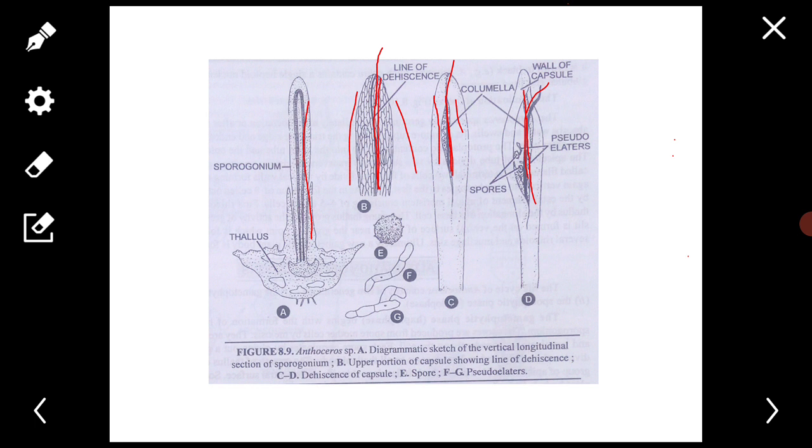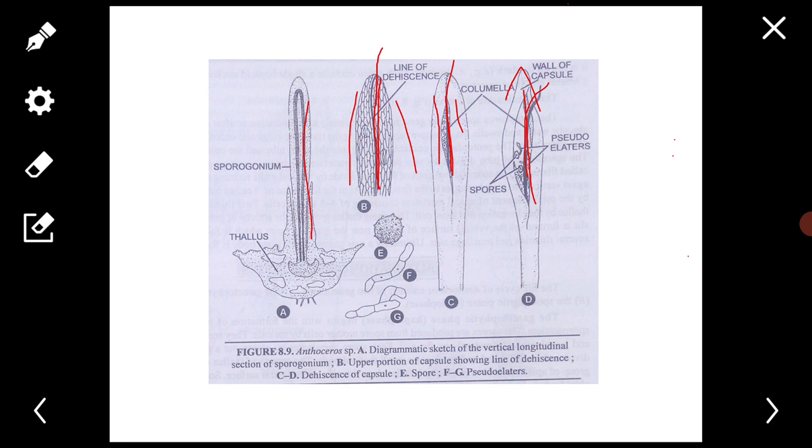Meanwhile, a slit appears along the other dehiscence line and the two valves detach. However, the two valves remain joined at the apex, where the joint can be seen. The two valves also dry up and become spirally twisted due to hygroscopic movements.